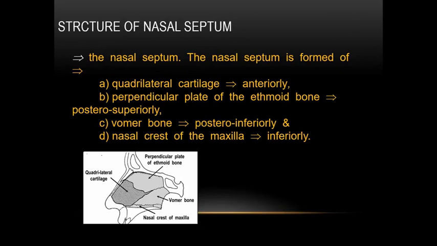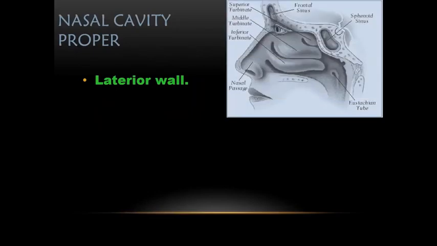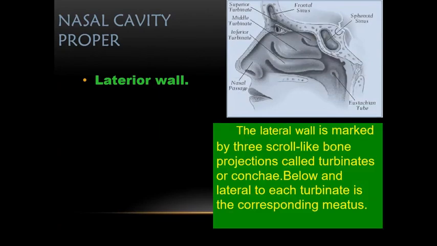So, the nasal septum is formed of a quadrilateral cartilage anteriorly, the perpendicular plate of ethmoid bone posterosuperiorly, the vomer bone posteroinferiorly, and the nasal crest of maxilla inferiorly. The lateral wall of the nasal cavity proper is marked by three scroll-like bone projections called turbinates or conchae. Below and lateral to each turbinate is a corresponding meatus.